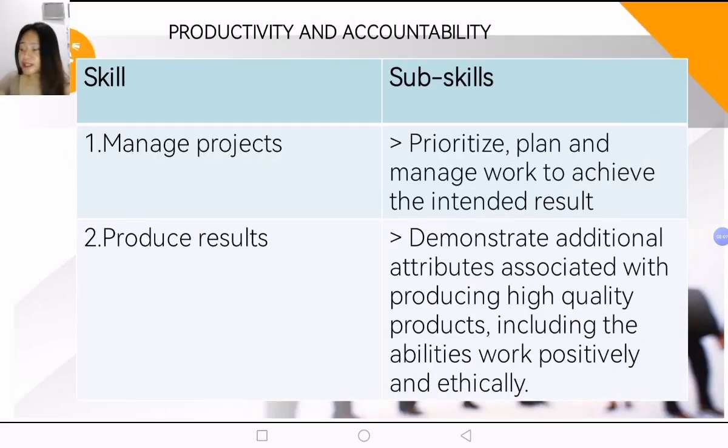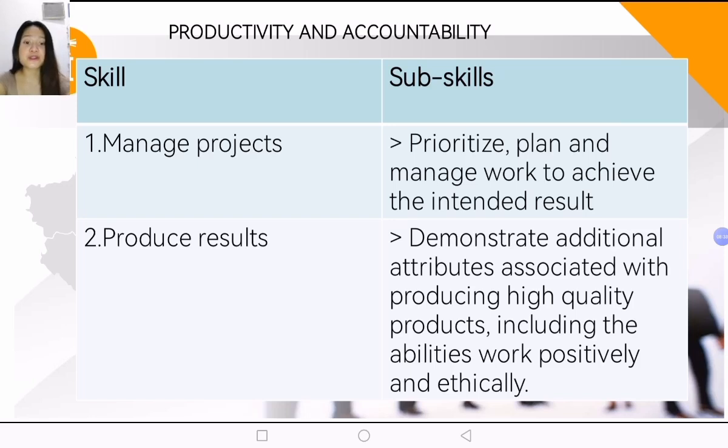Next is productivity and accountability. So the first skill is to manage projects. Productivity and accountability is already a big thing to deal with, di ba? Especially if we teach it at the primary and secondary level. So this is still a vast and complex idea for them. Therefore, we should focus on it more for ourselves as educators.